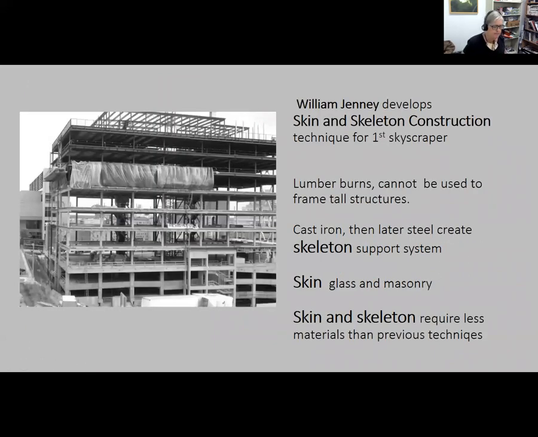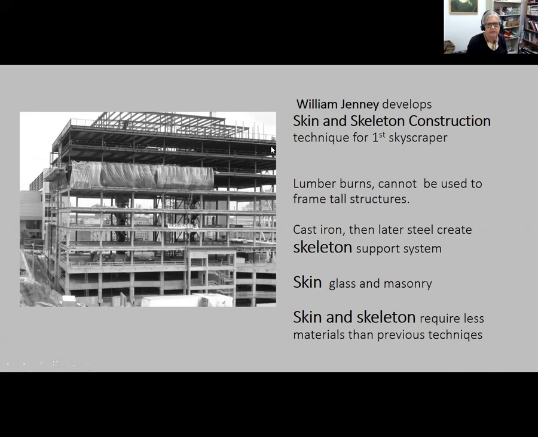So Jenney, he developed something known as skin and skeleton construction. One day he's at home. They have a wrought iron bird cage. And his wife puts a stack of books on top of it. And Jenney notices that, oh man, it didn't collapse, because that's a ton of books. So he uses this as his inspiration. So he develops this construction technique called skin and skeleton.